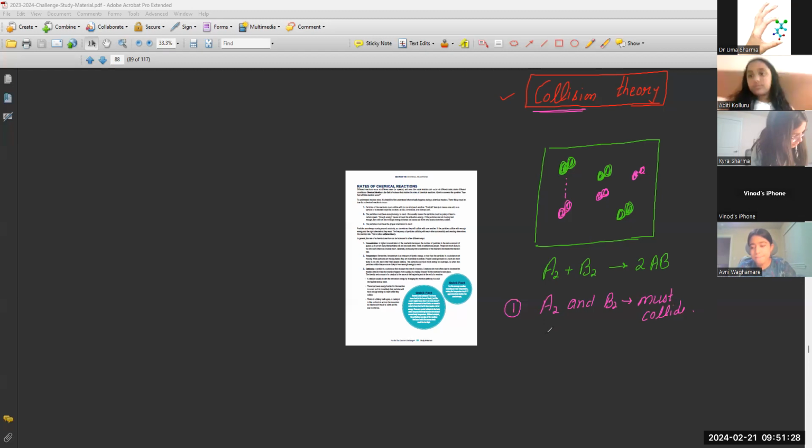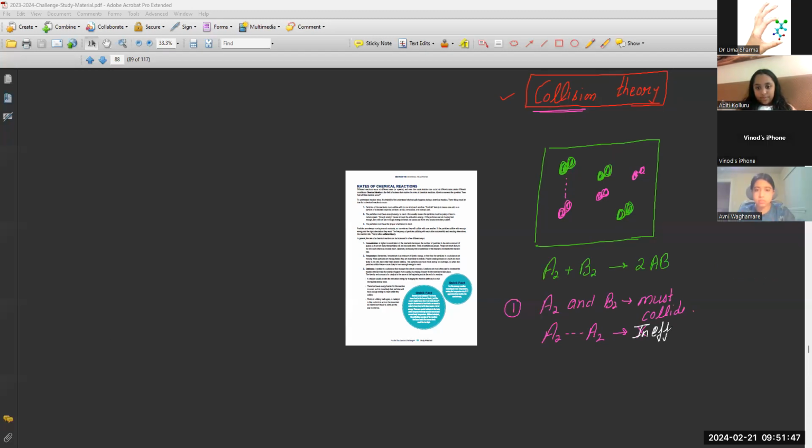Okay, now answer this question. If A2 collides with A2, will you get the product? No, because A2 and B2 must collide. So this collision is ineffective. Ineffective means it will not give you the product, right? Do you think when B2 and B2 collide, they give you the product? No. That is also ineffective.